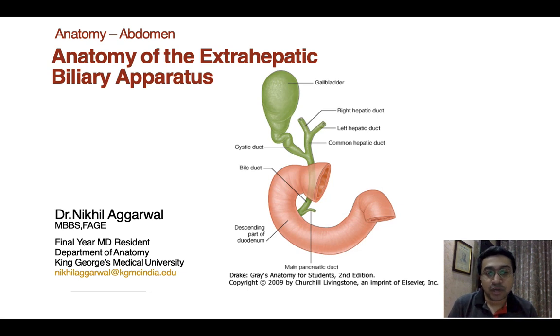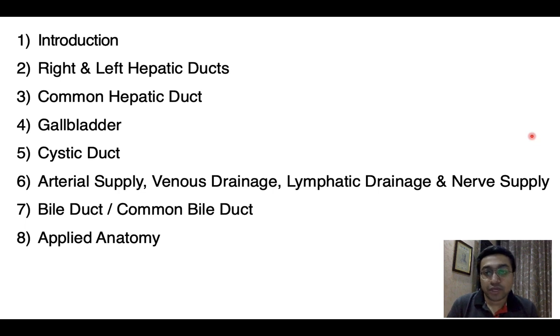So now we will be dealing with the introduction. Then I will be talking about right and left hepatic ducts, common hepatic duct, the gallbladder, cystic duct, arterial supply, venous drainage, lymphatic drainage and nerve supply, and then bile duct, also known as common bile duct, and then finally the applied anatomy. I'll be covering this in a series of two lectures.